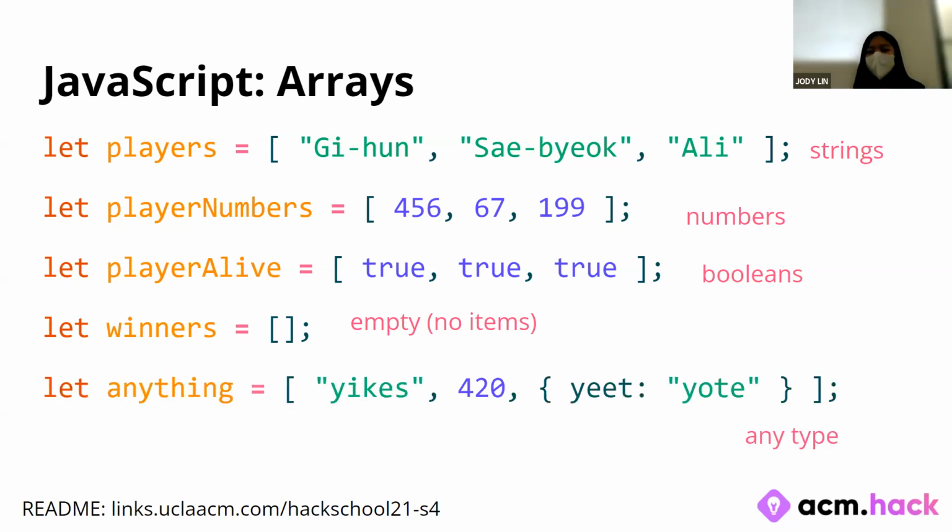And finally, we can even do any type we want. They don't even have to be the same within the same array. So we got yikes, 420. I'm sorry, I'm making that kind of joke. And then an object here. So variable types in the array.